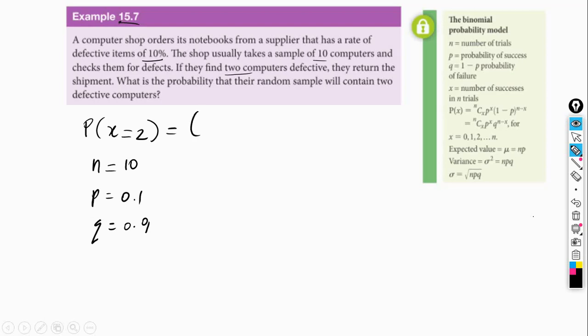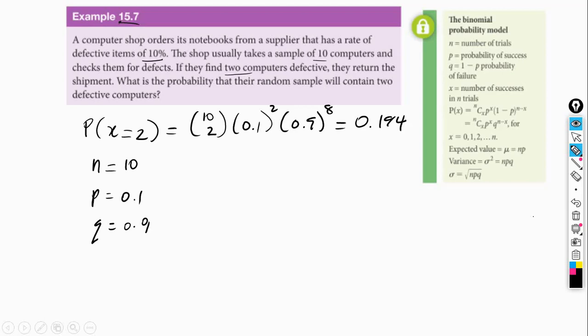This would be 10 combination 2 times 0.1 to the x, which is 2, times 0.9 to the power of n minus x, which would be 10 minus 2, or 8. And then we plug this into the calculator, and it's going to give us 0.194.